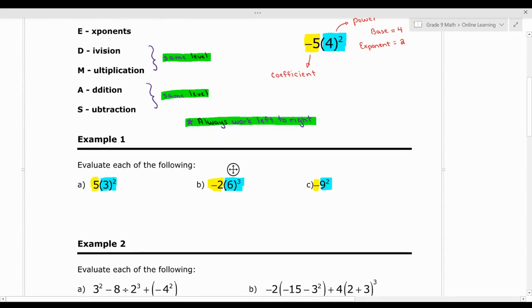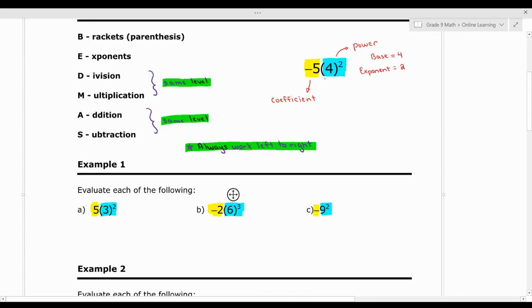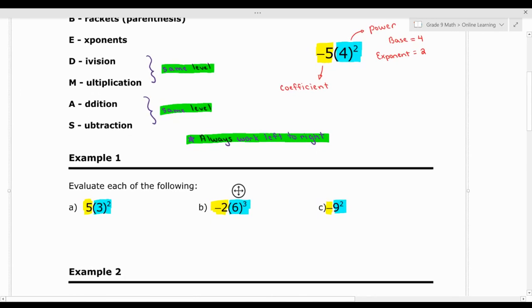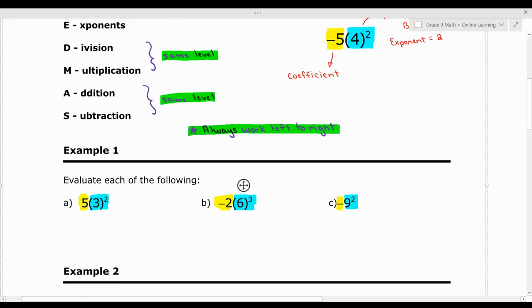So example 1, I've already kind of color-coded to match what I have up here. So the yellow are all the coefficients, and then the blue are my powers. So when I'm looking at this, there's actually a multiplication happening right here, okay, but there's an exponent. So according to BEDMAS, I'm supposed to evaluate the exponent first. So 3 to the power 2 is like 3 times 3, which is 9. And then I still have that 5 there. And then now I'm allowed to go 5 times 9 to get a final answer of 45.